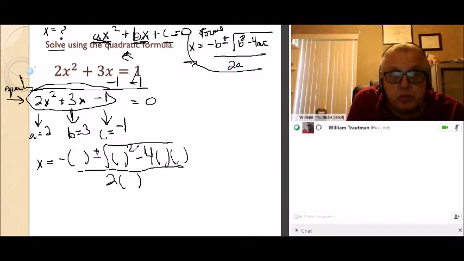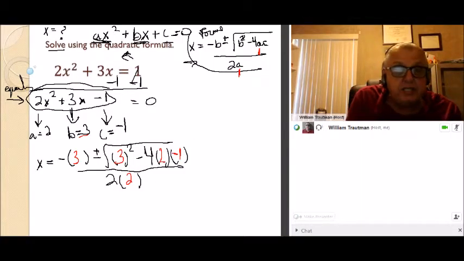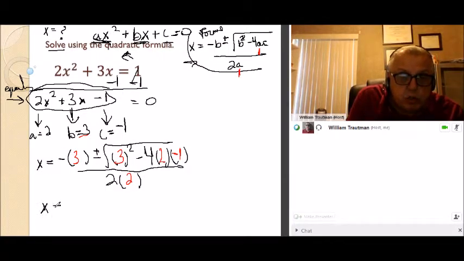Now we just have to plug the correct numbers into the correct spaces. A is 2, so I'm going to plug a 2 everywhere there's an A in the formula, right here and right here. B is 3, so put a 3 in the B spot. And then C is negative 1. Okay, so we have all the numbers plugged in. Let's do the math. X equals minus 3 plus or minus the square root.